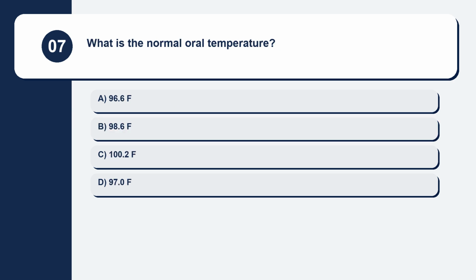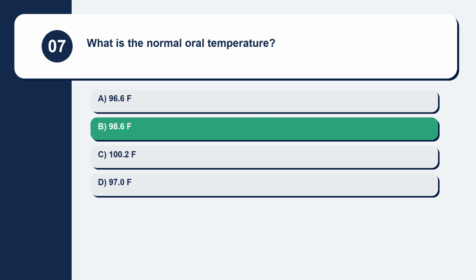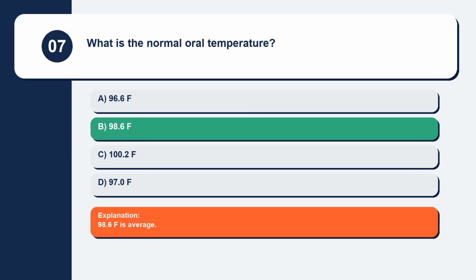Question 7. What is the normal oral temperature? 96.6 F, 98.6 F, 100.2 F, 97.0 F. 98.6 F is average.